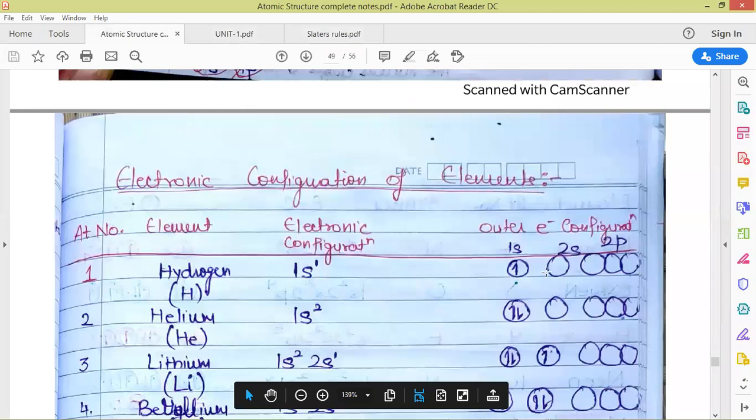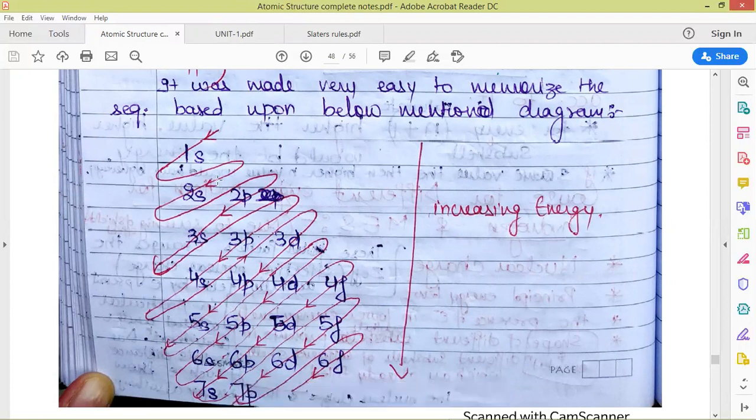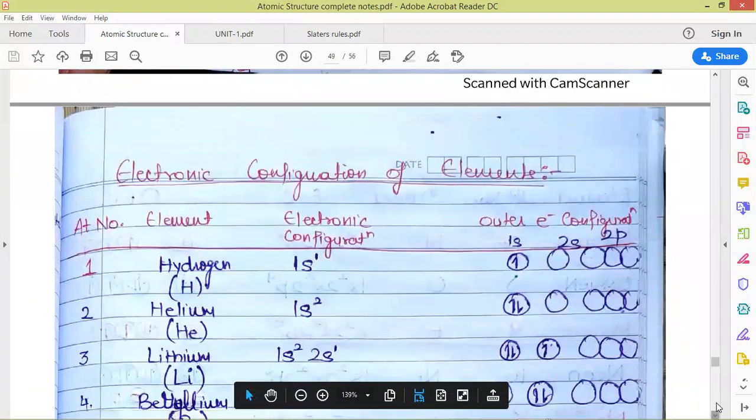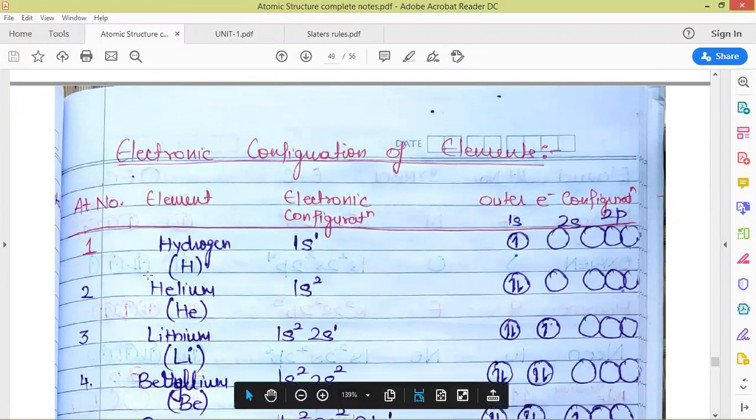For the electronic configuration of elements, in the last lecture we discussed the Aufbau principle, which is meant for multi-electron systems and decides the energy levels of different orbitals. So now we know the sequence for how to fill electrons with increasing atomic number, with increasing number of electrons in any atom. Let's start with the first element of the periodic table, with atomic number 1, that is hydrogen.